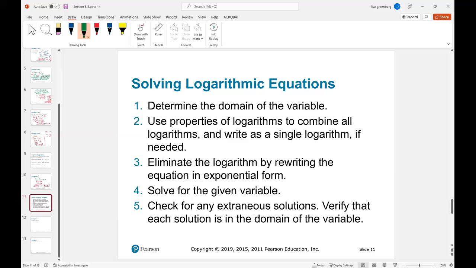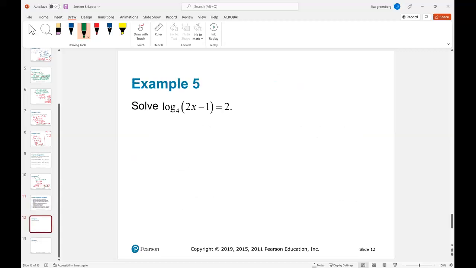Okay, so solving logarithmic equations. First, we want to determine the domain of the variable, use the properties of logs to combine all the logarithms and write as a single log, eliminate the logarithm by rewriting the equation in exponential form, solve for the variable, and check for extraneous solutions. So that is basically our marching orders.